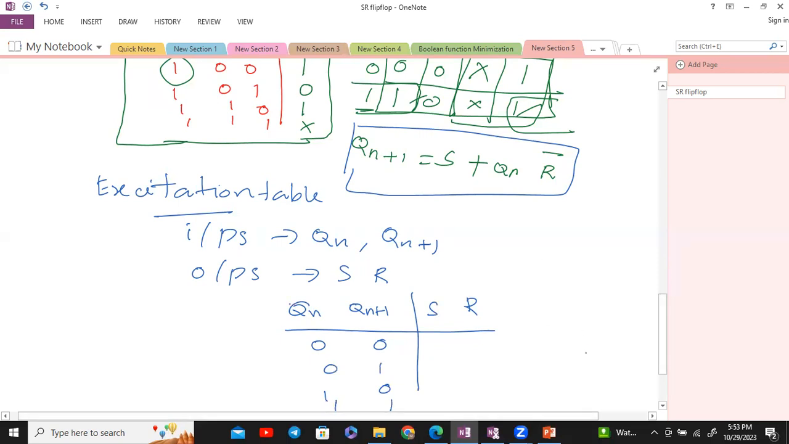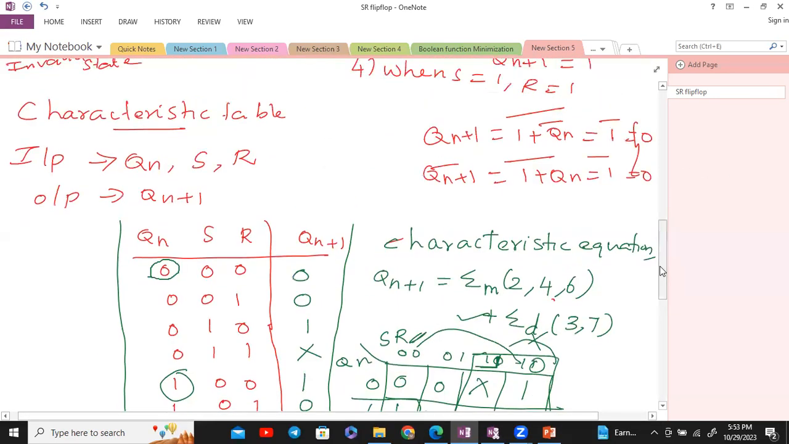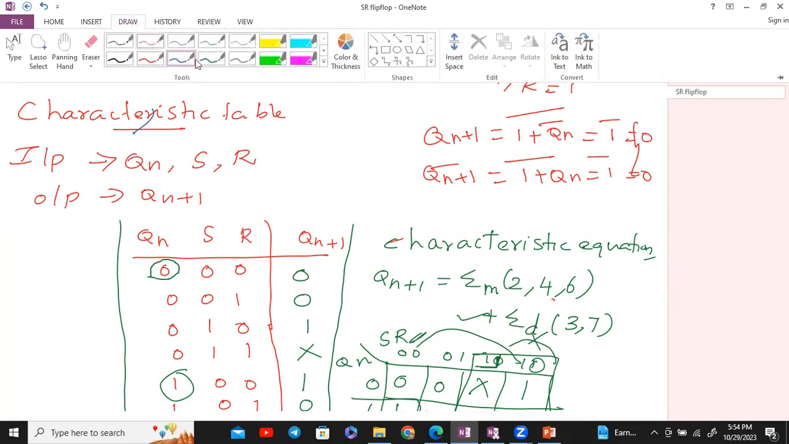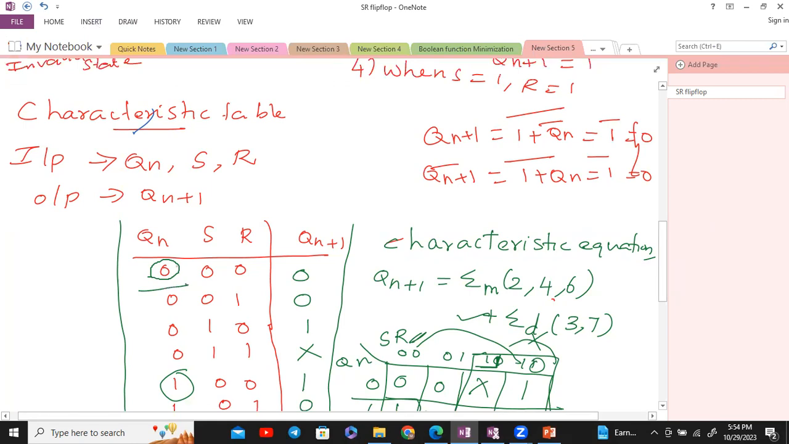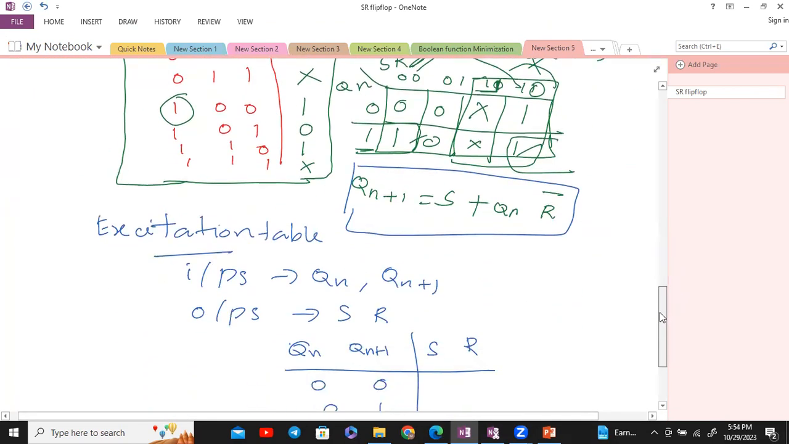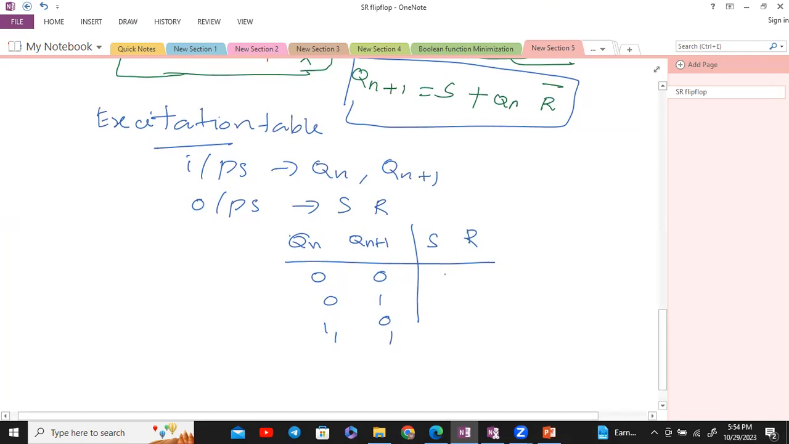Now come to this characteristic table. From this, what are the 2 states you are having? Qn, Qn+1 as 0, 0. Okay. So you check this. How many cases of 0, 0 do you have? In this, the present state is 0, next state 0. This also 0, 0. But what about the S and R input? This is 0, but here you have 0, 1. That means you have one condition 0 and another condition 1. So what is your output here? S is 0 and R is don't care.